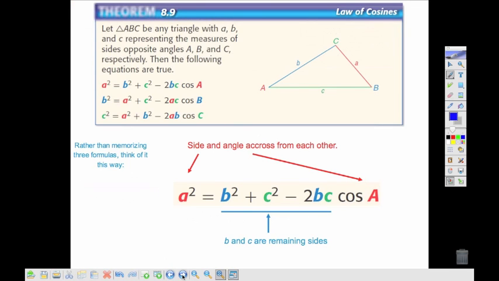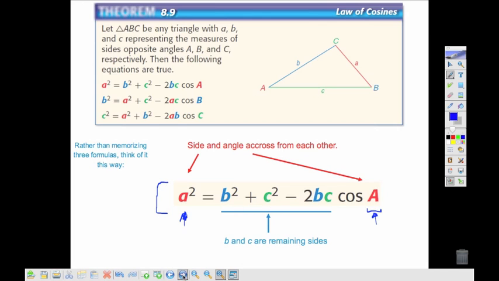Now the book's going to give it to you with 3 different formulas, so we're thinking about each one. But it's okay to think about it as just one, as long as we think about this as whatever side we're looking for, it's opposite the angle that we have. Or if we're looking for the angle, it's going to be opposite of the side that we have. So we need to have, first of all, that the side and angle are across from each other. Then the b and c fill in the other parts of this.